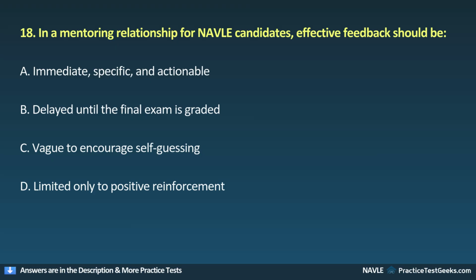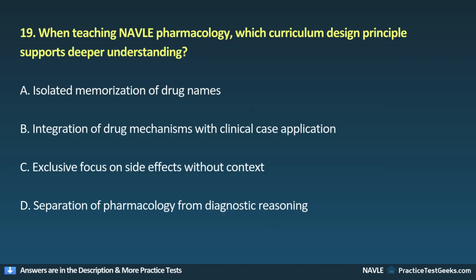18. In a mentoring relationship for NAVLE candidates, effective feedback should be A. Immediate, specific, and actionable. B. Delayed until the final exam is graded. C. Vague to encourage self-guessing. D. Limited only to positive reinforcement.